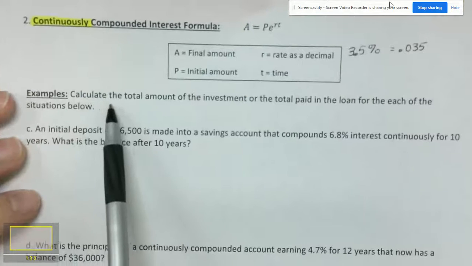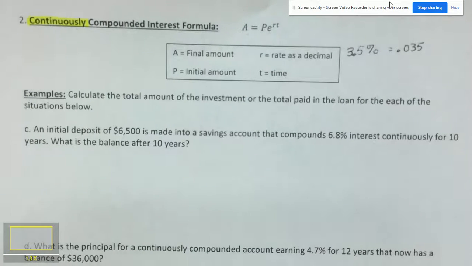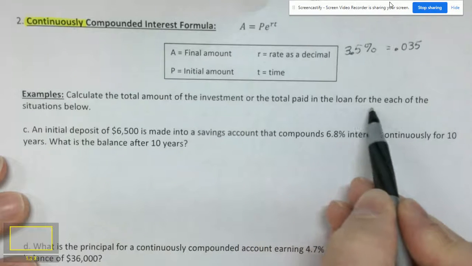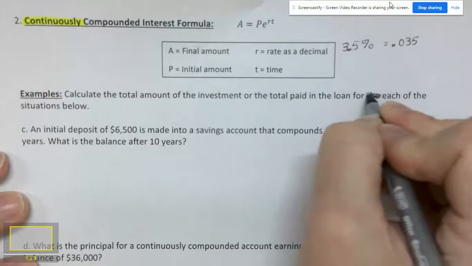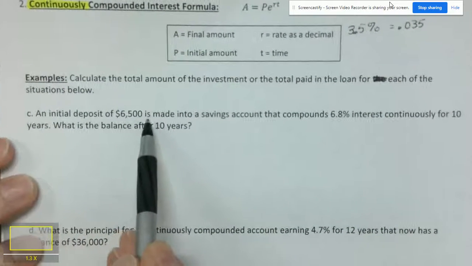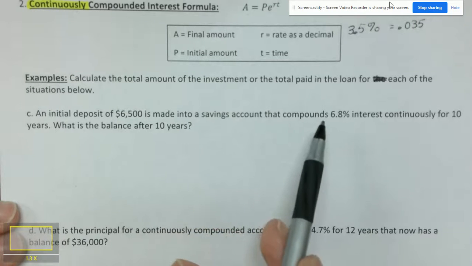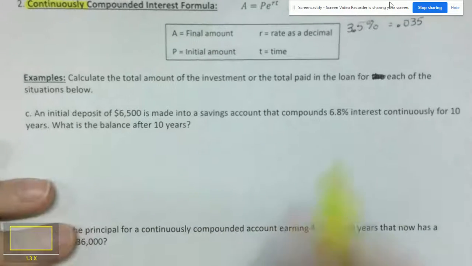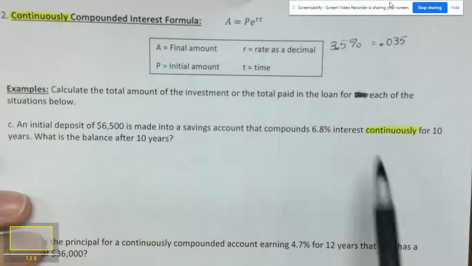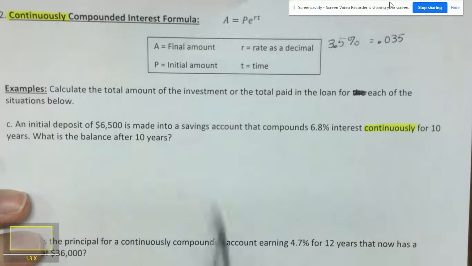All right. Again, these are word problems, but we're going to walk through them. I'm going to show you how to mark each piece and plug it in and then use your calculator to solve them. And it's not going to be difficult. So just focus on what I'm doing and pay attention to how I set everything up and mark stuff. Calculate the total amount of the investment or the total paid in the loan for each of the situations below. Okay? All right. An initial deposit of $6,500 is made into a savings account that compounds 6.8% interest. Here's that clue, continuously. That word means you use this formula, for 10 years. What is the balance after 10 years?